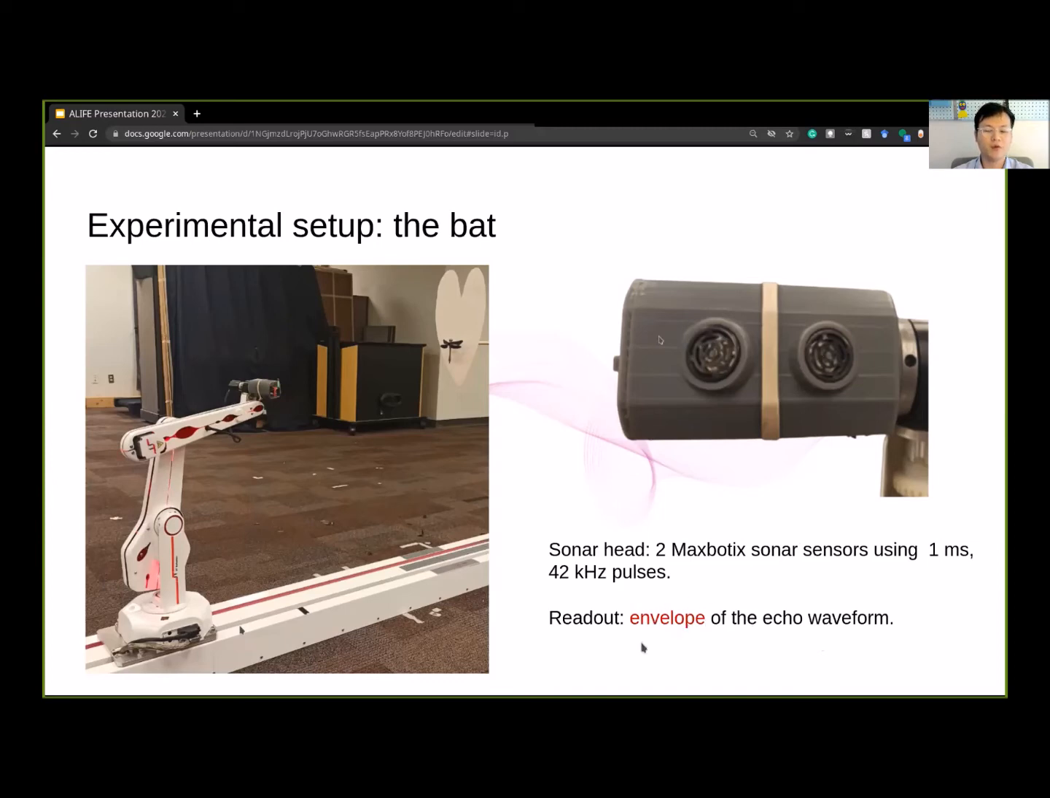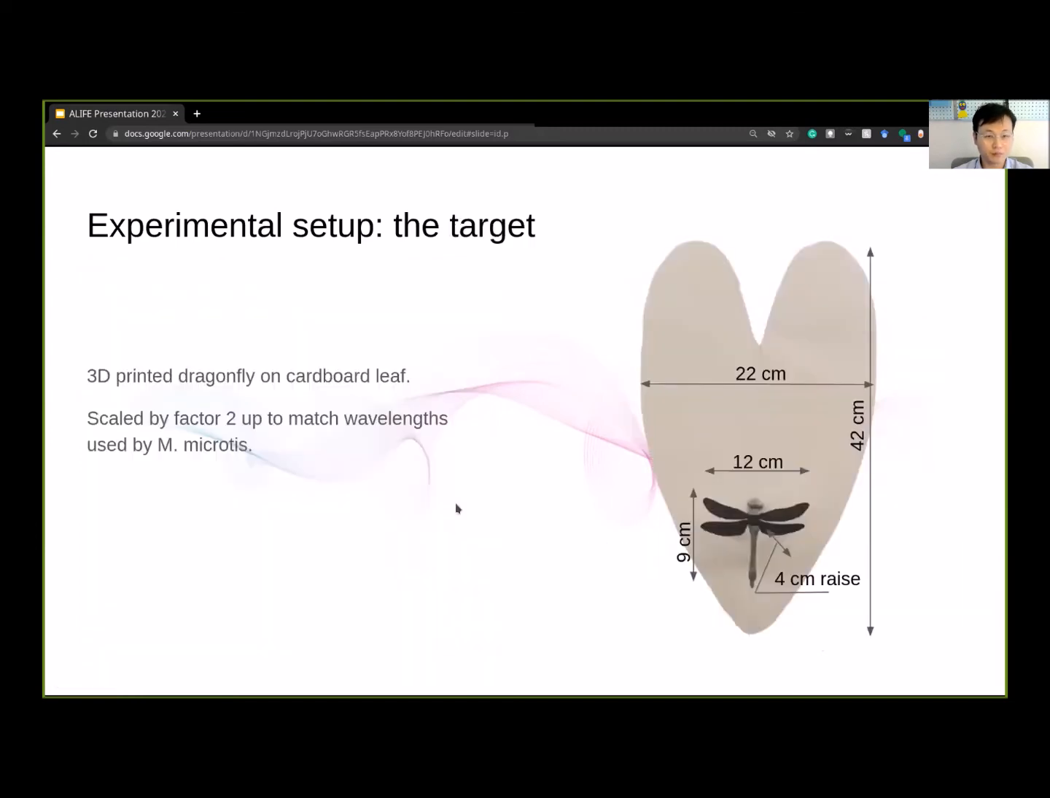Then we use the envelope as the echo information to feed into our control algorithm to decide where to go for the robot arm. For the target, we use a cardboard cutout for the leaf. And this is actually reasonable because usually acoustic echo is more shape dependent than material dependent. The only thing that I want to note here is that all of the measurements are scaled up by 2.